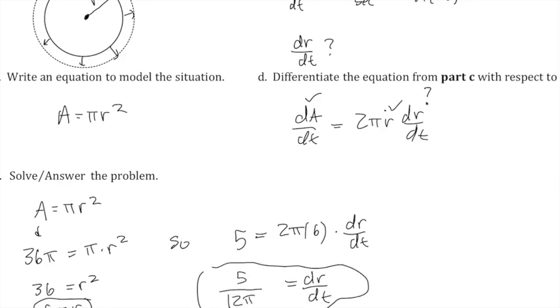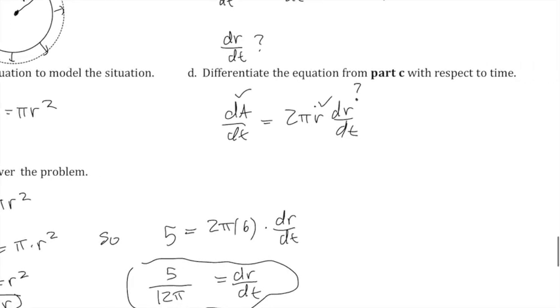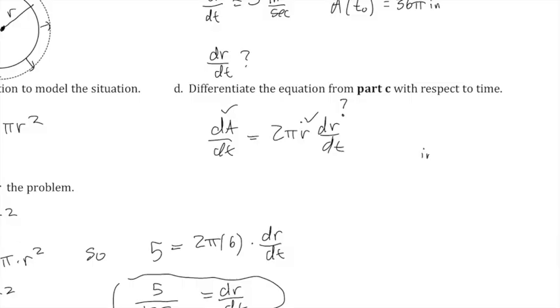So what are our units? Well, area was inches squared per second. 2 has no variable or units. Pi has no units. R has inches. So it looks like the rate has to be inches per second. And there you go. There is number 7.